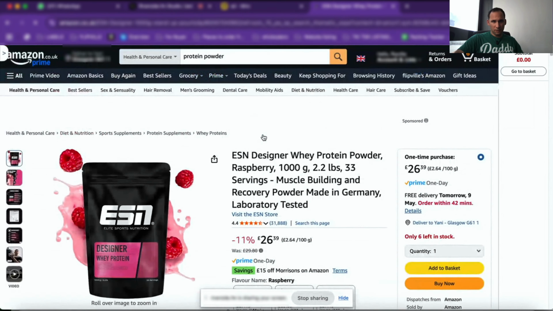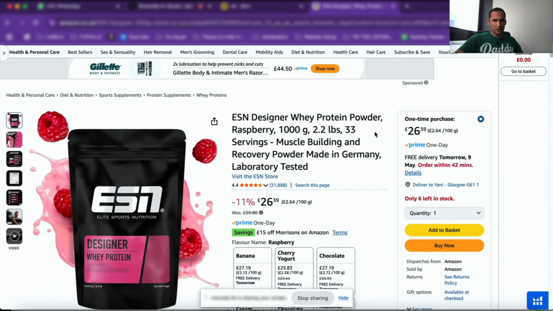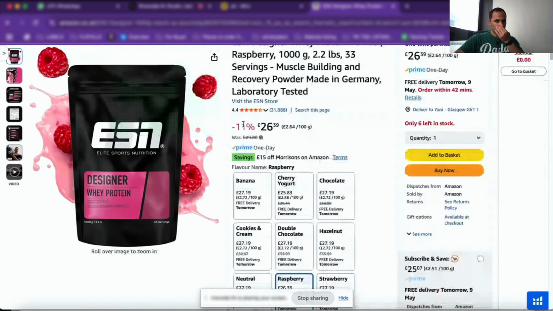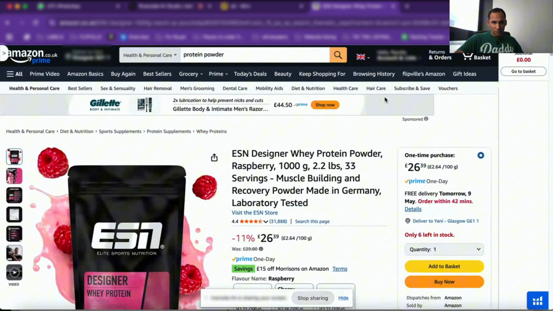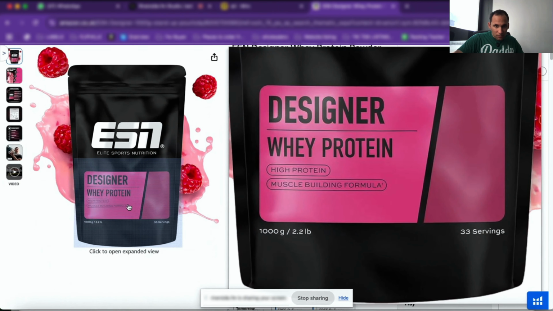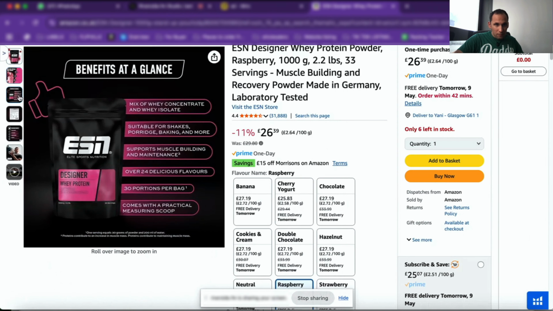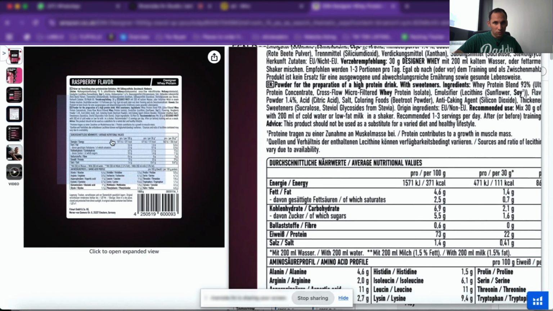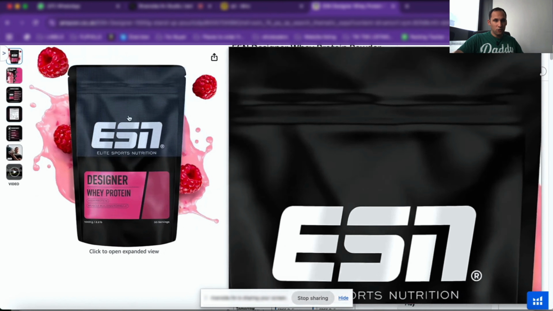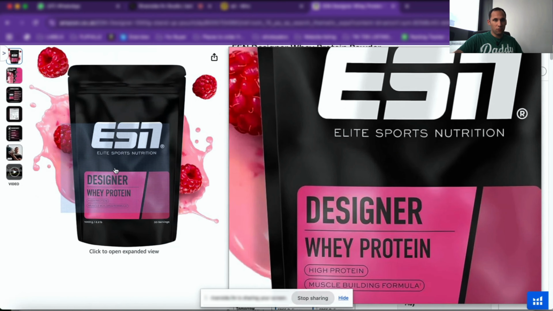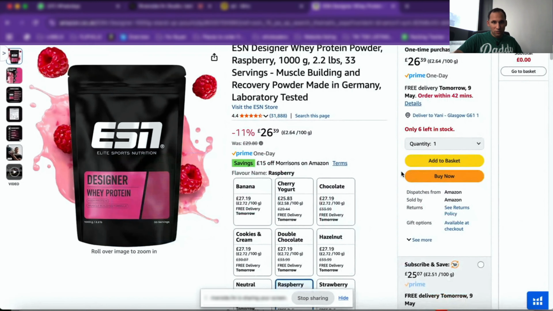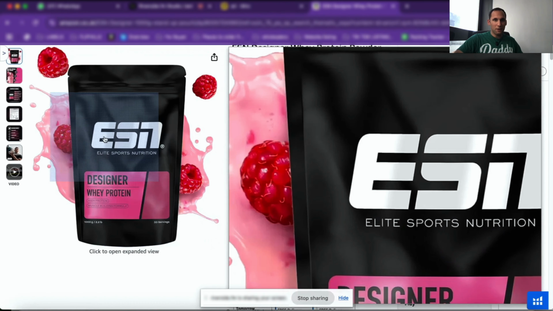So let's see the A+ content of this, right? Images, again, not bad. I like this, pretty nice and creative. It shows me the flavor. Now, what I don't particularly love is I can't see much information here. High protein muscle building formula, right? But what about the details, like how many grams per protein? This is too small. I'm not going to see that. If you can, always put all the details on the front, or at least put something that understands it, because I know it's 33 servings, but it's so small I can barely see it.